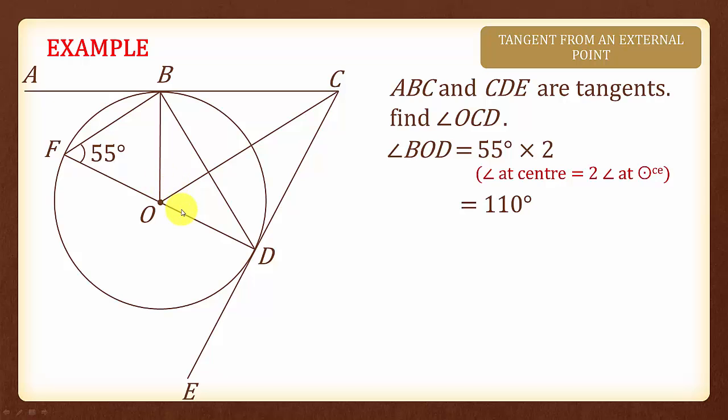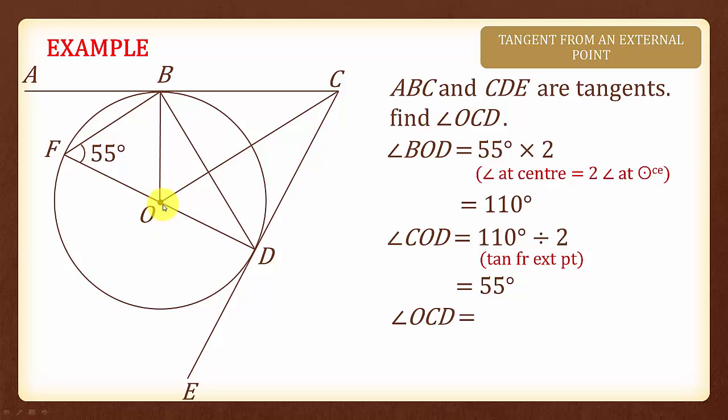If angle BOD is 110 degrees, angle COD will be 110 divided by 2 because of tangent from exterior points. From this property, we know that these two angles are the same. Likewise for these two angles and the two lengths BC and CD as well. And we will have angle COD to be 55 degrees.